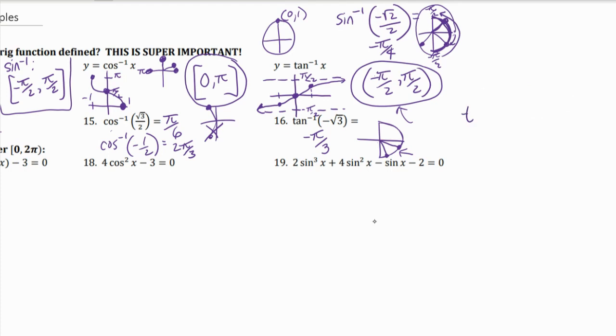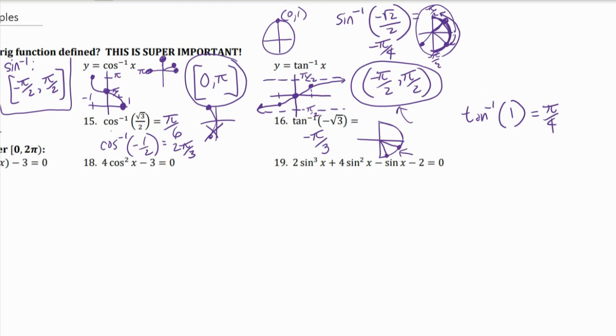So I'll give you another one. Tangent inverse of 1. Okay, so where on the unit circle does y divided by x equal 1? Well, that's going to occur at root 2 over 2, root 2 over 2, because if you divide those coordinates, you get 1. So that's at pi over 4.